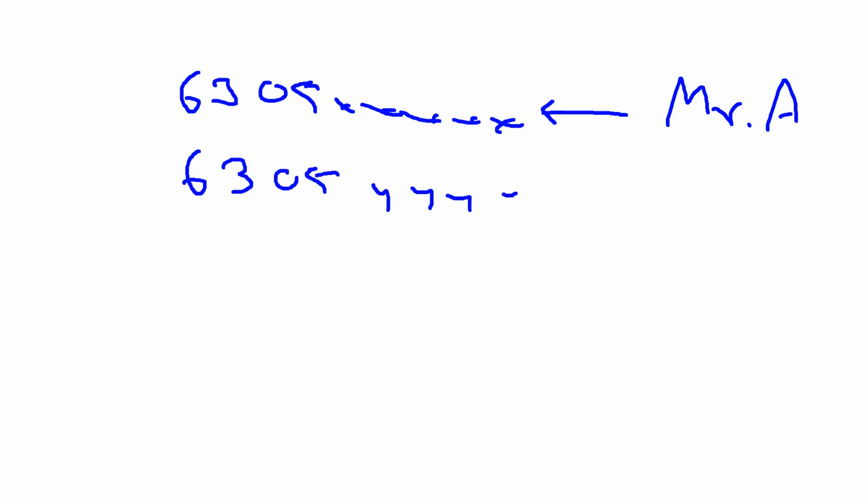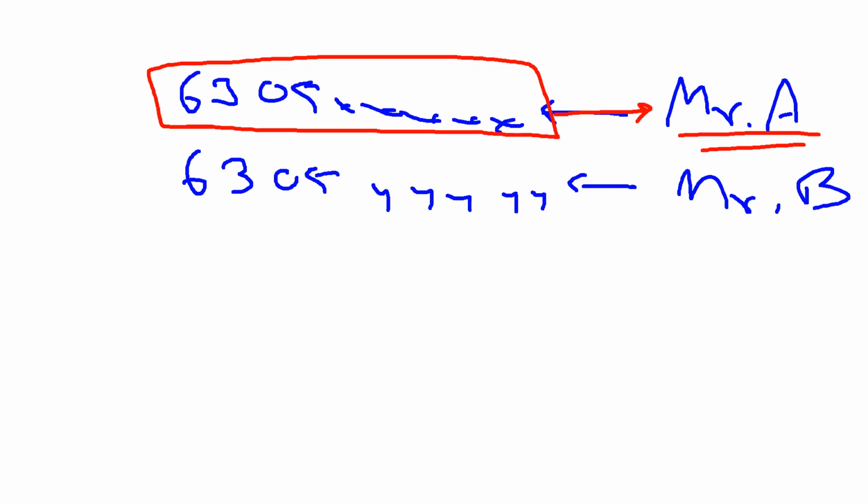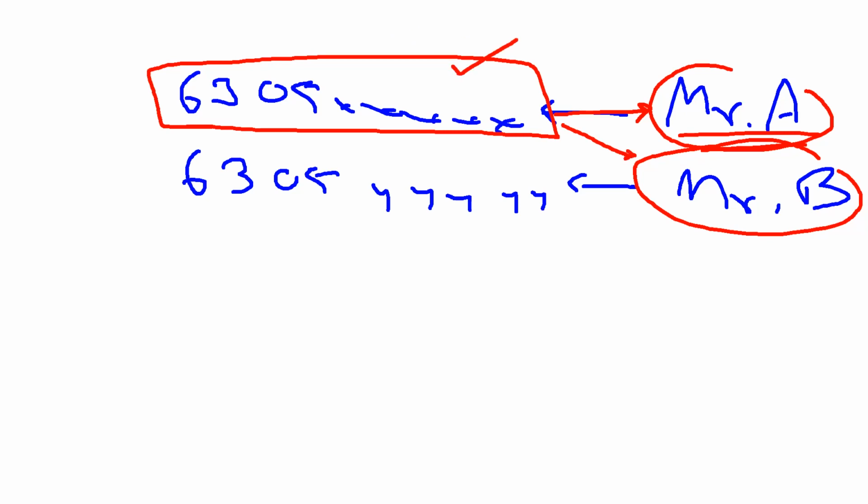and 6305 YYYY may represent Mr. B. Okay, so for one set of numbers or codes, normally each represents only one thing. That means two things or two persons should not be represented by the same code. If not, some problem will occur, right?